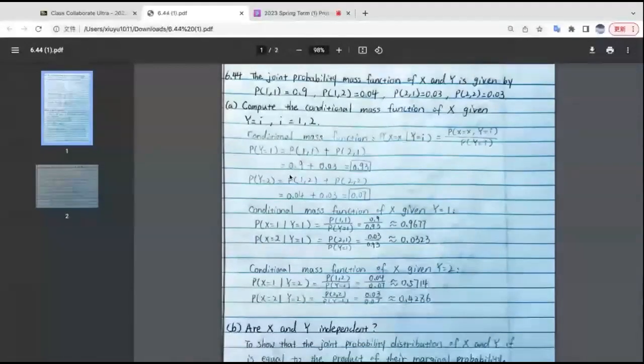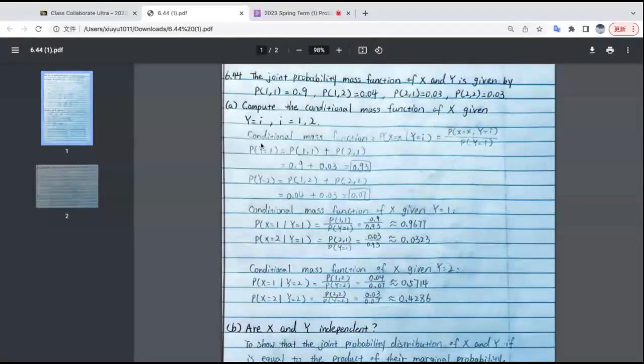Yeah. So I'm going to present 6.44. The joint probability mass function of x and y is given by probability of (1, 1) is 0.9, probability of (1, 2) is 0.04, probability of (2, 1) is 0.03, and probability of (2, 2) is 0.03. So A, compute the conditional mass function of x given y equal to i, for i equal to 1, 2.